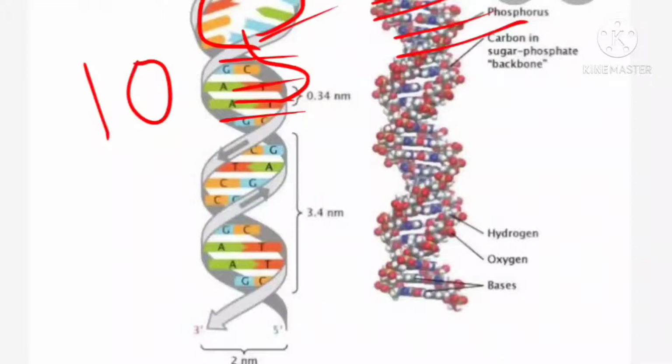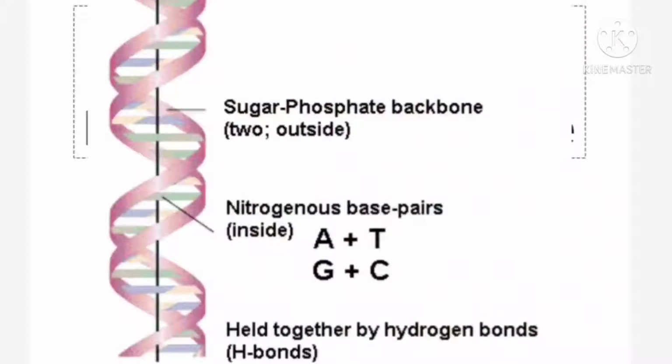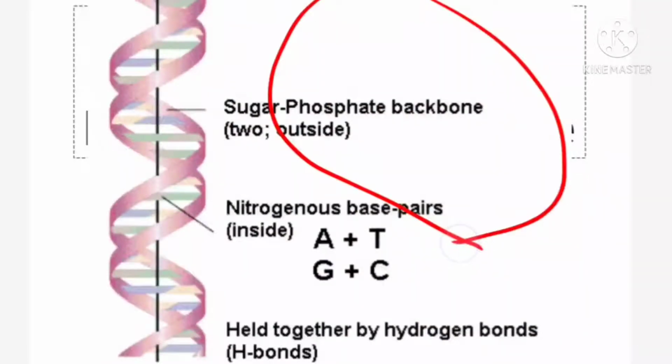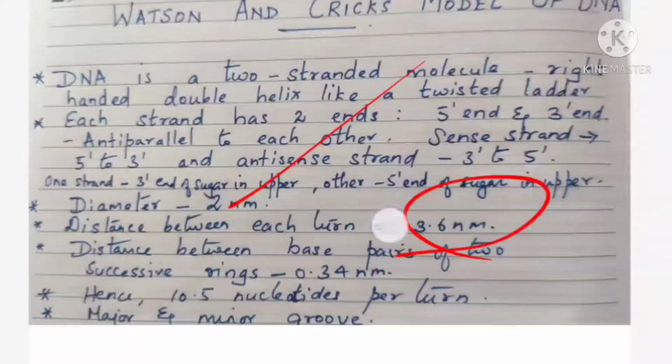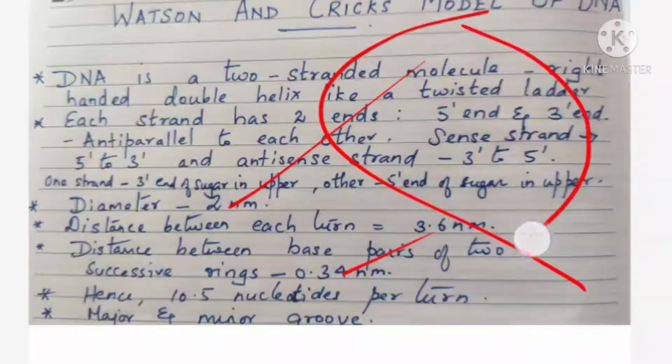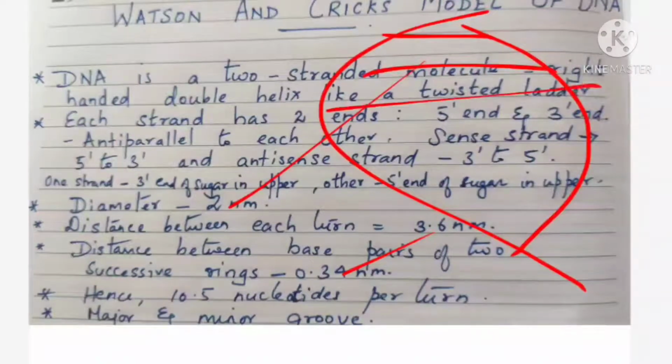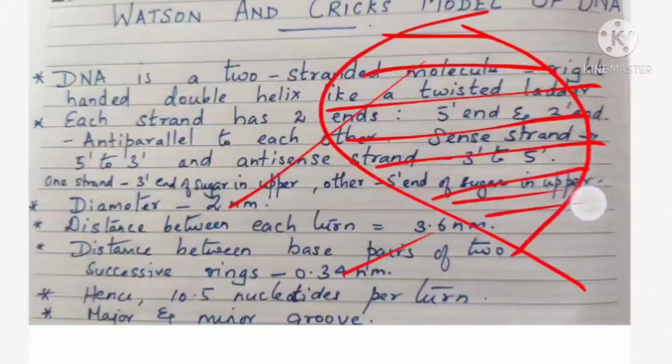The distance between the two ladders. Okay, so this is the turn. From one ladder to the second ladder, the distance is 0.34 nanometer. So each turn is 3.6 nanometers, and the distance between two nitrogenous base pairs is 0.34 nanometers. So approximately 10 base pairs will be there in one single turn.